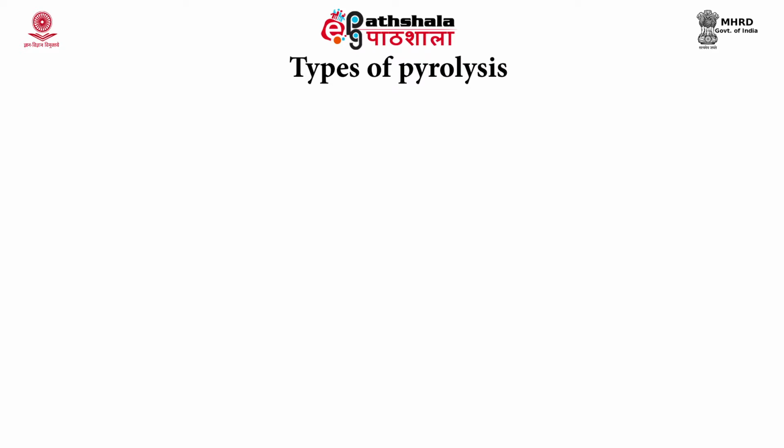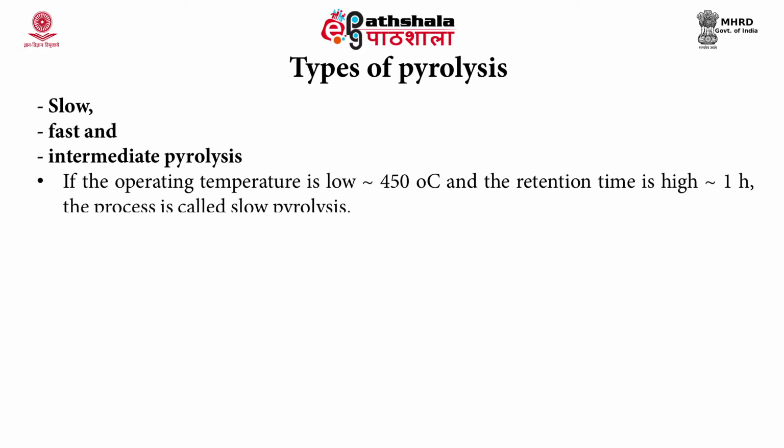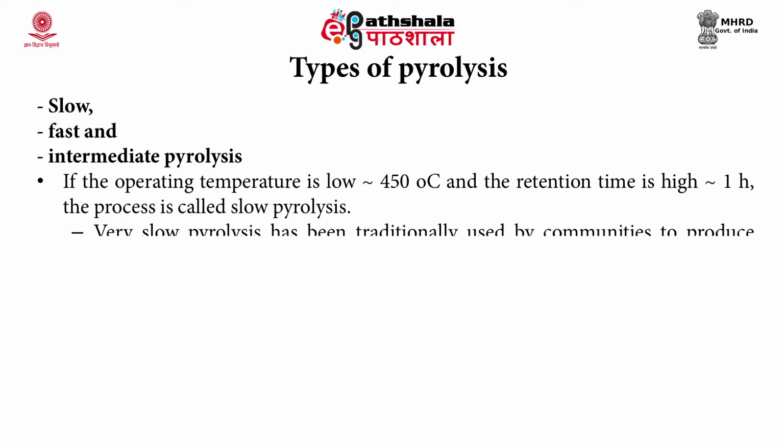Let us see what the types of pyrolysis are. There are 3 types: slow, intermediate and fast pyrolysis, depending upon the operating temperature. If the temperature is low, around 450 degrees Celsius, and the retention time is higher than 1 hour, the process is called slow pyrolysis. Very slow pyrolysis has been traditionally used by communities to produce charcoal from woody biomass.